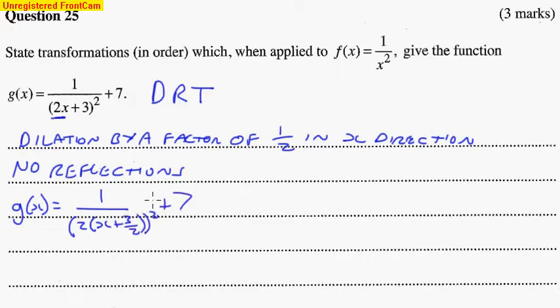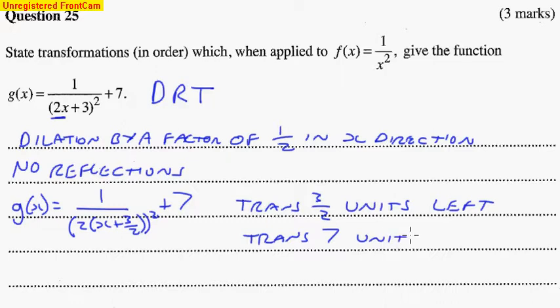Plus 7 is on the end. When it's in this form, you've got the single positive x in the bracket plus 3 over 2. That will give us a translation of 3 over 2, and it will be 3 over 2 to the left because of the plus sign. 3 over 2 units left. We also have a translation of that plus 7, so that's 7 units up.